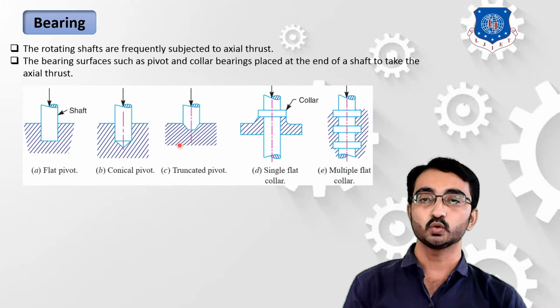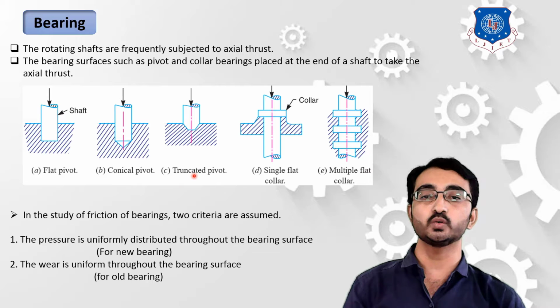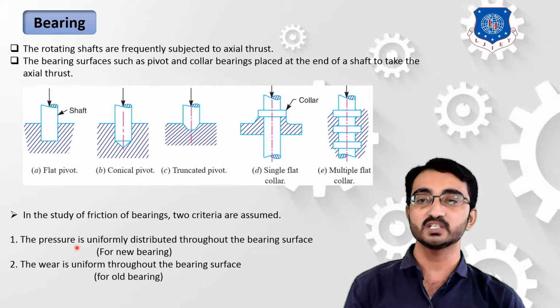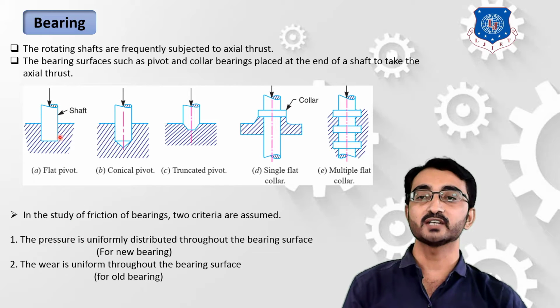Now to design these bearings we have to use two different criteria. The first criterion is known as the uniform pressure theory. In this theory we assume that the entire surface of the bearing has a uniform pressure. This is the case when the bearing is new, because in the initial stage the surface is throughout flat, or we can say the surface is uniform, and that's why the pressure acting on this contact surface is uniform.